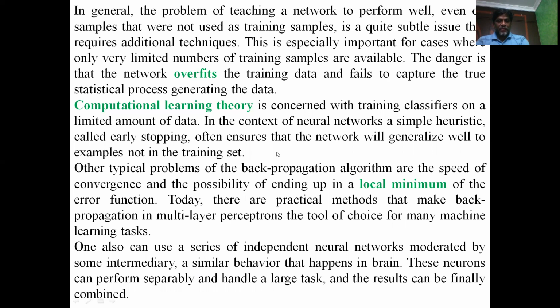Okay, and another important point that we need to remember is we can use a series of independent neural networks moderated by some intermediary, a similar behavior that happens in the brain, which can simulate the brain working. Okay, these neurons can perform separately and handle a large task, and the results can be finally combined. That means we can combine several feed-forward neural networks into a complex neural network to solve bigger problems. Okay, so that is also possible with the multi-layer feed-forward neural networks.